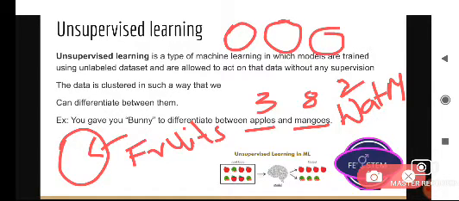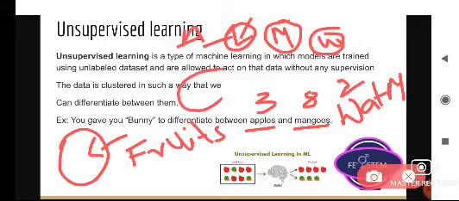Through it, it will create clustered data, with the same kind of things together. That means it can cluster apples in one, then mangoes in one, and then watermelon in the other. That is how the machine would be differentiating between all these 3 fruits. Because we are not supervising here, we are not telling what the data is actually about. We are just giving a handful of data and saying, put it in and differentiate it, give us the output.